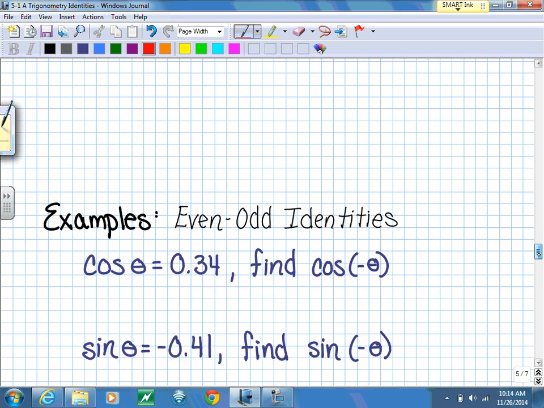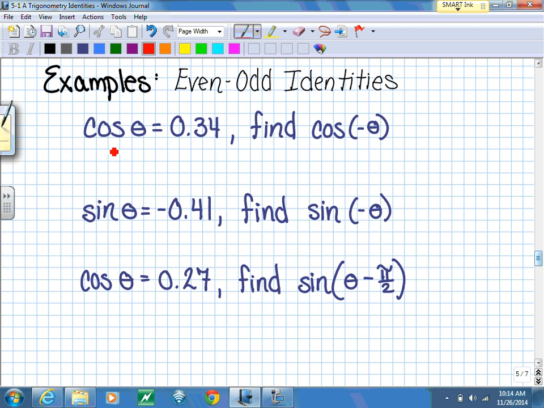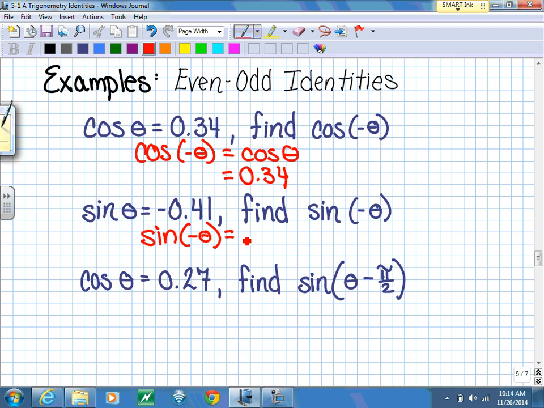So when we start to look at just a couple little examples of this one here, if I have the cosine of theta equals 0.34, and I'm trying to find the cosine of negative theta, that's the same thing as cosine of theta. So that means it would have to equal 0.34. They have to be the same value. Taking the sine of negative theta, the sine of negative theta equals negative sine of theta. So since sine of theta is negative 0.41, I'm going to end up with a positive 0.41.